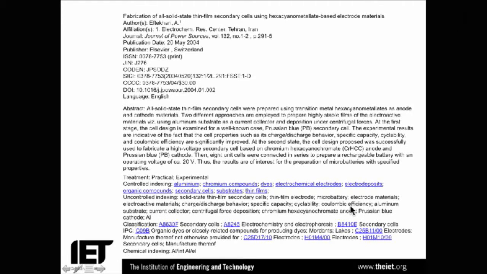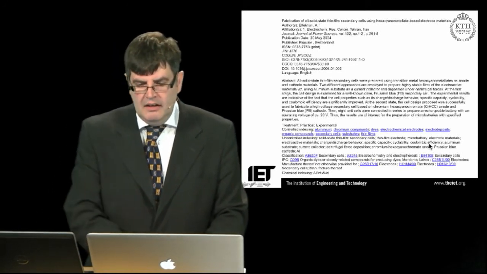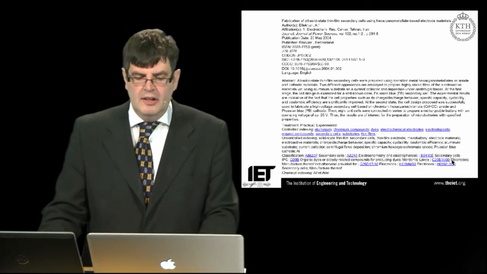It's not always easy to visualize what Inspec looks like exactly. What you see in the slide is an example of a single record that you will find in the database. The records are what form the backbone of Inspec. Each record will contain the information necessary for you to review the content of an article. It also contains the information which you will require to find the full text document. Finally, all of the indexing, which facilitates the searching of the database, is included.